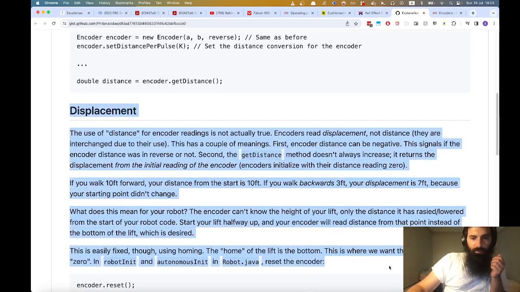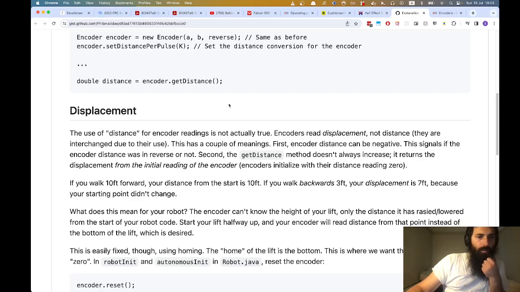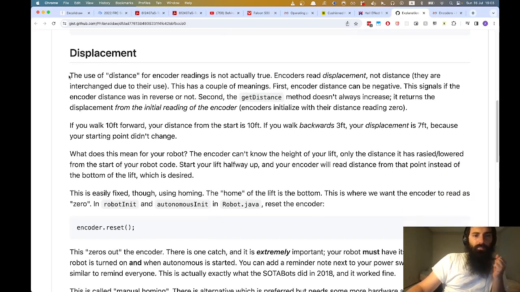This right here is very important for the elevator. So let's read it. The use of distance for encoder readings is not actually true. Encoders read displacement, not distance. This has a couple meanings. First, encoder distance can be negative. This signals if the encoder distance was in reverse or not. Okay, fine.